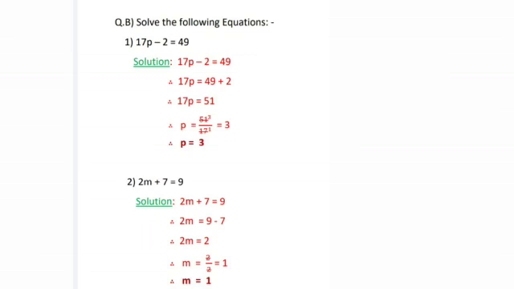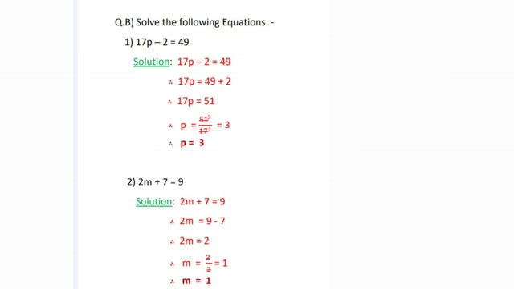Now 17p means 17 multiplied by p. Now again this multiplication 17, when it goes to right hand side, it gets converted into division. Therefore p is equal to 51 upon 17. So after cancellation you get the value of p as 3. Therefore p is equal to 3.